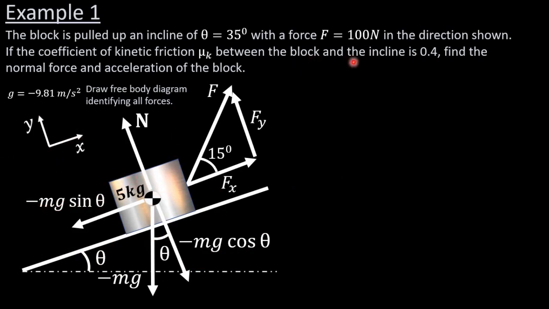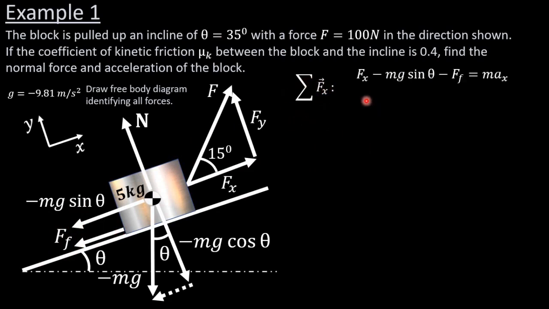And again, notice that the question has told us that there's a coefficient of kinetic friction of 0.4 between the block and the incline. So that means there's going to be a force of friction in the opposite direction to its motion. And its motion is going up the incline, because the question has told us that F is pulling this block up the incline. So the force of friction is going to be in this direction here, and that is the force of kinetic friction. So the sum of the forces in the x direction is F sub x, in the positive x direction, minus mg sine theta minus the force of friction equals m times a sub x, which is the acceleration in the x direction, and that is positive because we know the block is being pulled up the ramp in this direction.